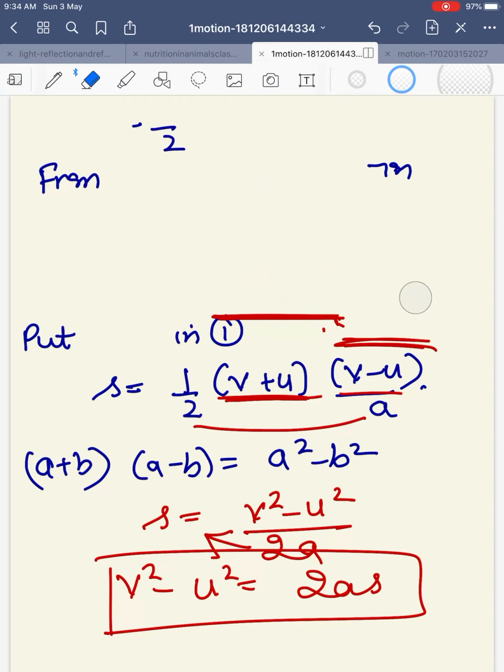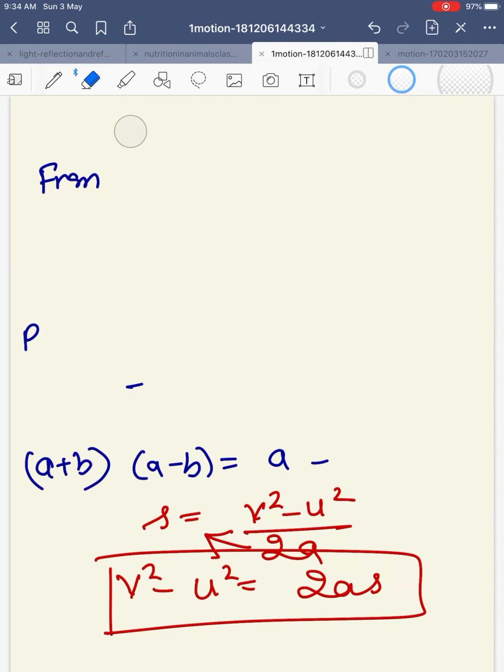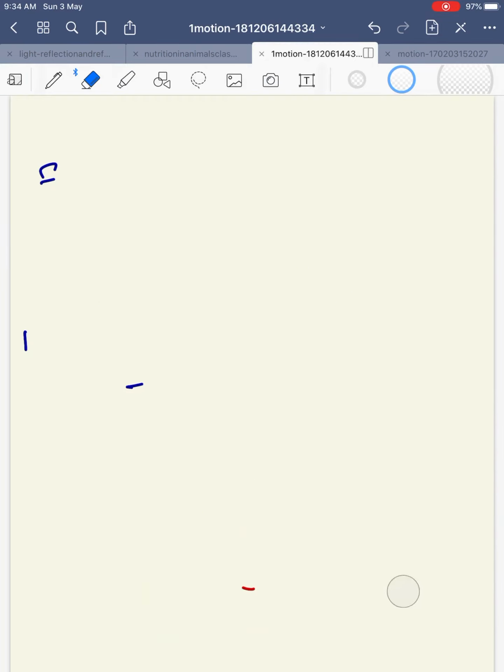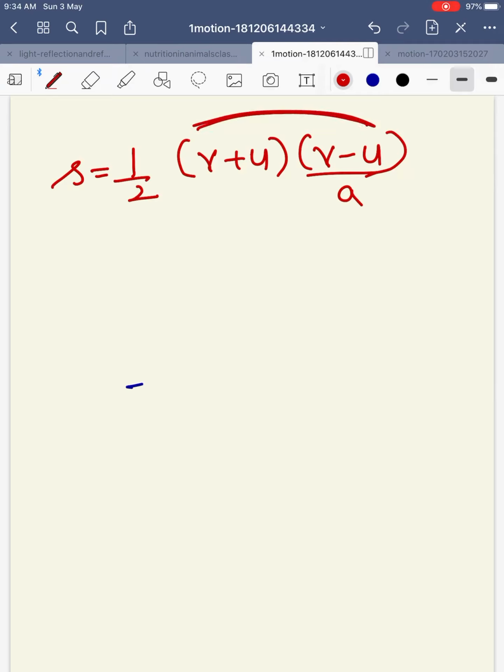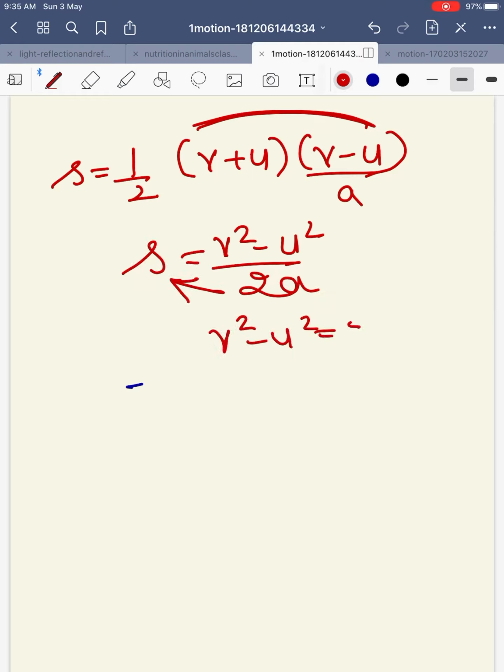Okay. When you just put the values, s comes out to be half v plus u. In place of t, I had written v minus u by a. So v plus u into v minus u becomes v square minus u square by 2a, that is equal to s. Cross multiply, v square minus u square is 2as.